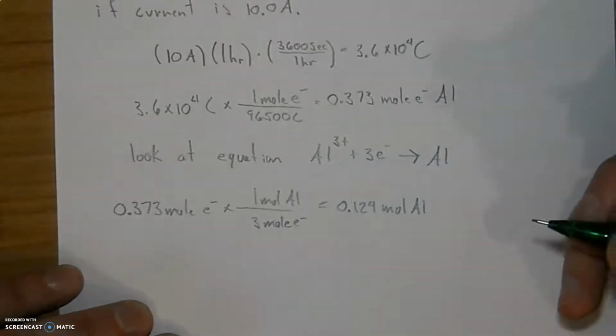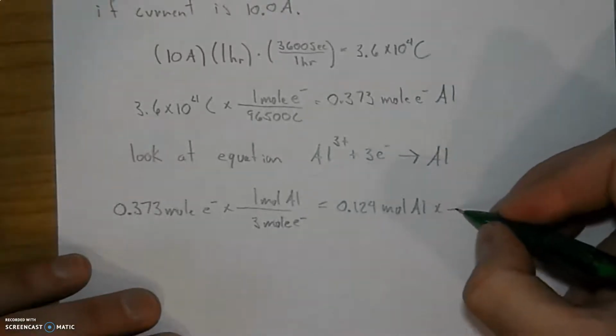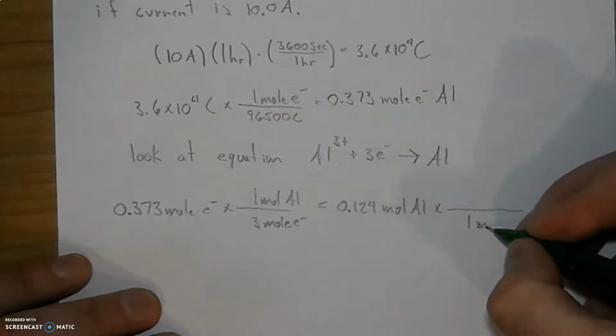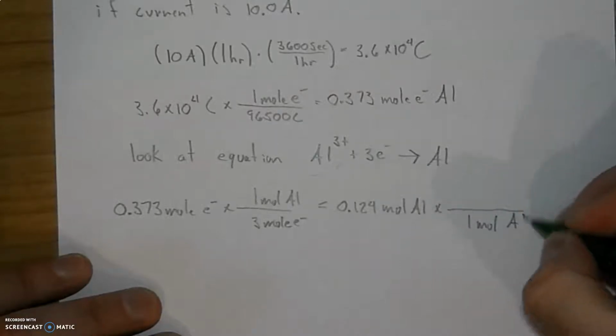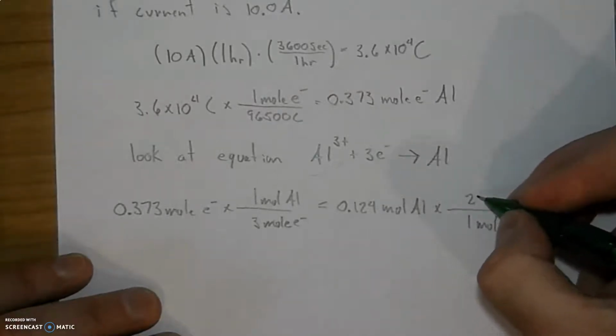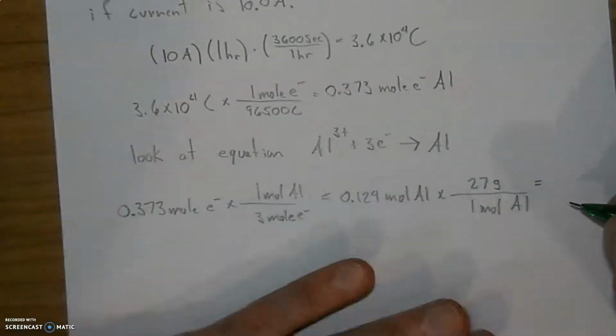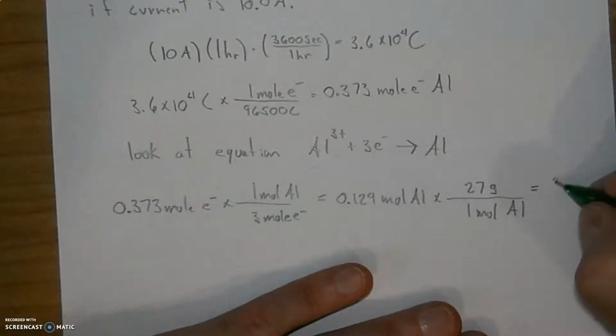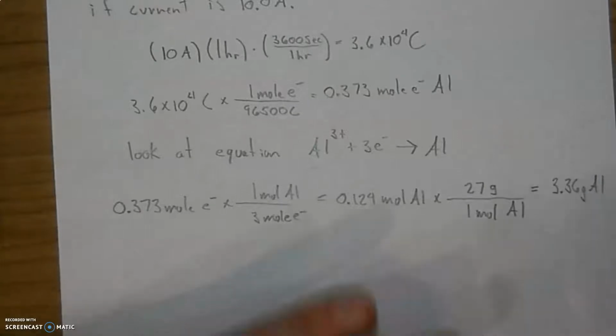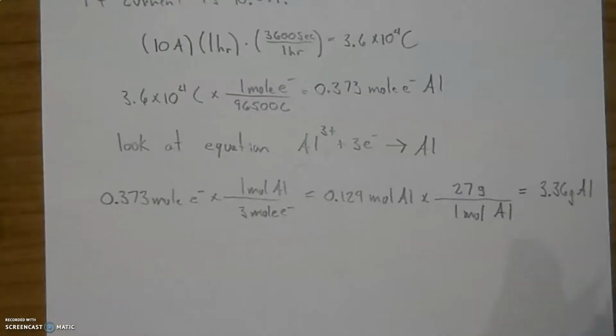Fantastic. I'm not done. One more small part left. For every 1 mole of aluminum, I need the molar mass, which happens to be ballpark 27 grams. So in this process, we can actually produce 3.36 grams of aluminum. Pretty interesting. All right, let's do our last homework problem and call it a day.